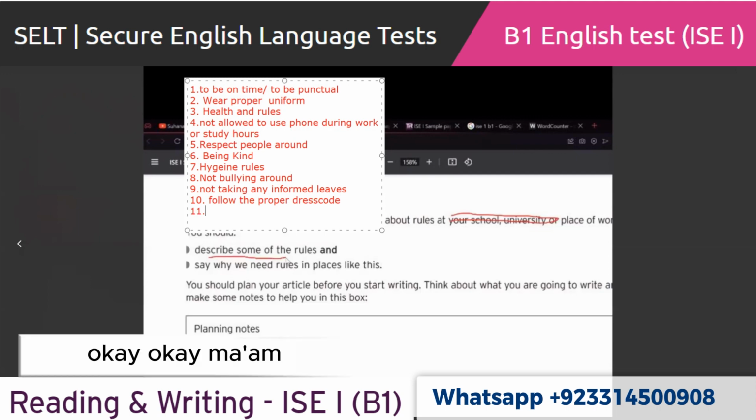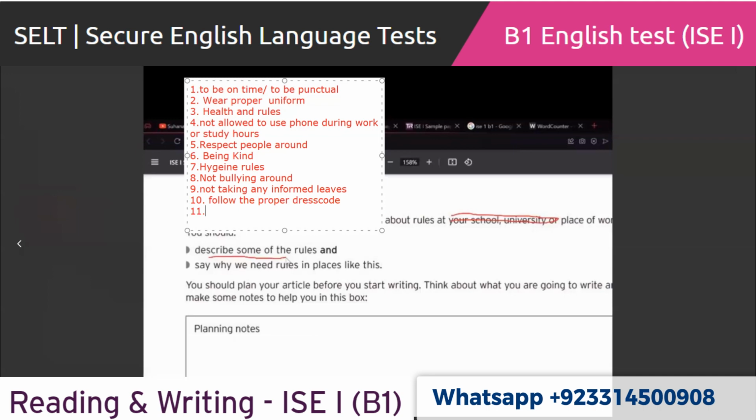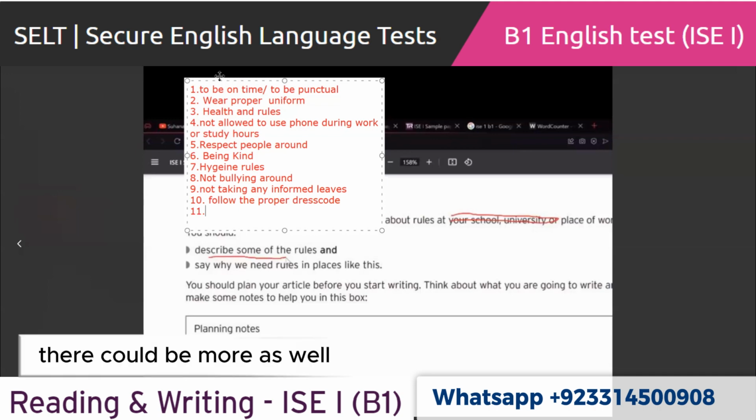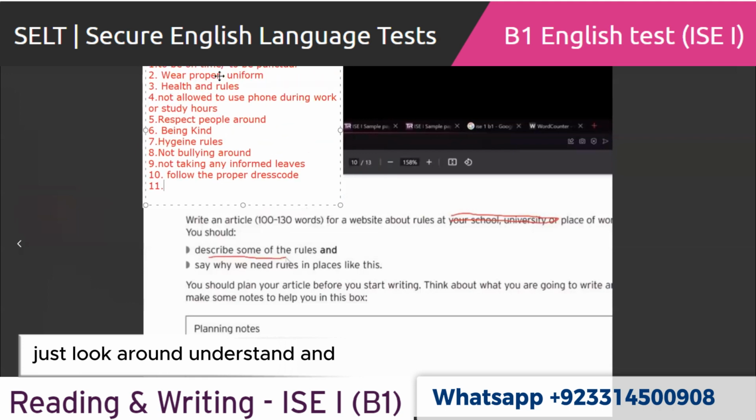Ma'am, isn't this enough, because we have to write only 100 to 130 words? That's more than enough, but we're just thinking, right? In case somebody remembers, there could be more as well. Just look around, understand.